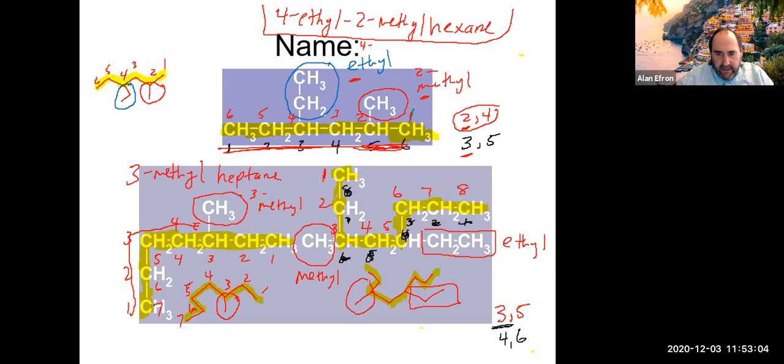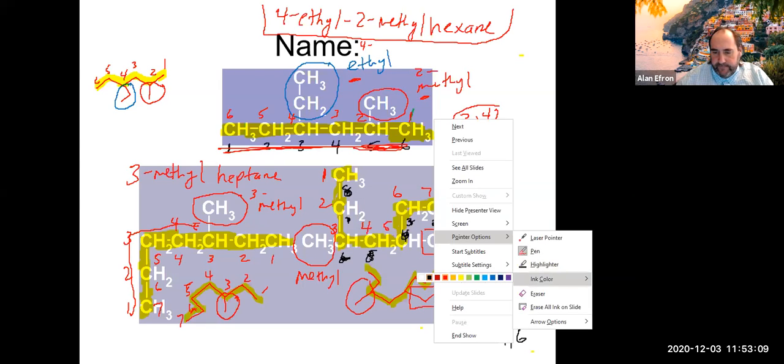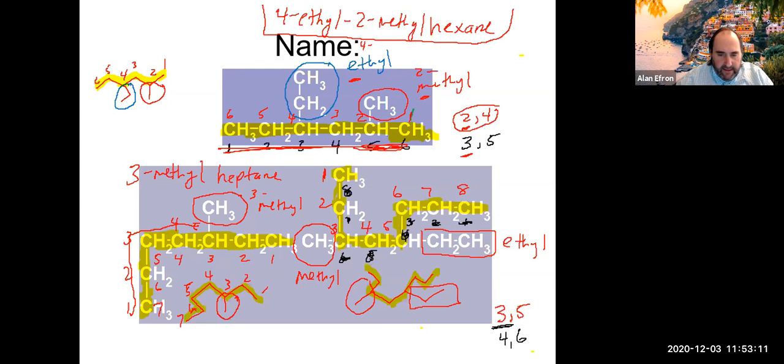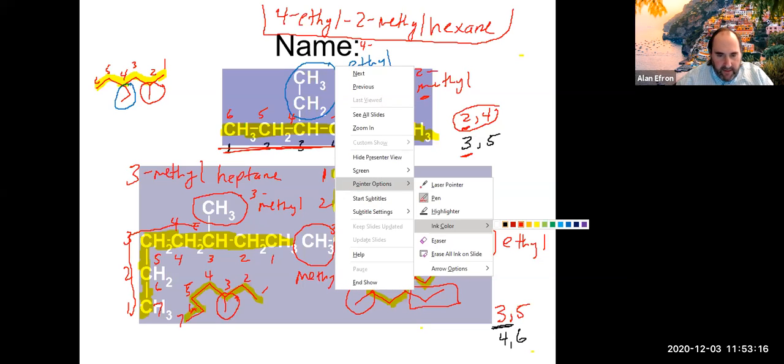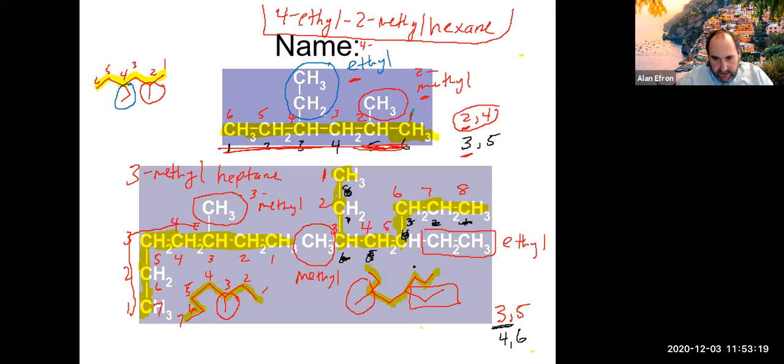So going in the red direction, and actually, I'll just go back to the other color, easier to see. We were numbering in this direction here. So this would be 1, 2, 3, 4, 5, 6, 7, 8. That means that at carbon number 3 would be our methyl group. So carbon 3 would be our methyl, and carbon 5 would be our ethyl.